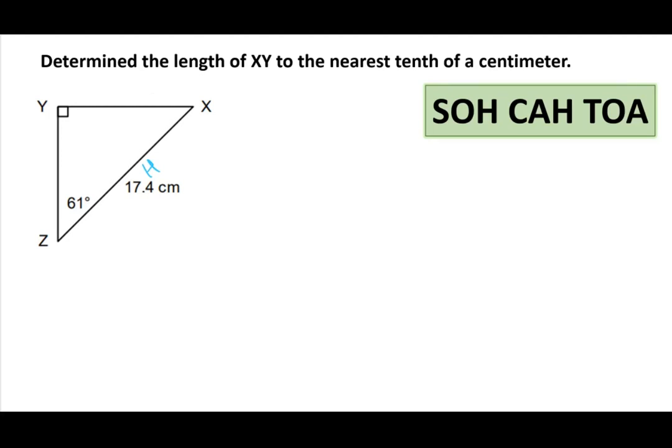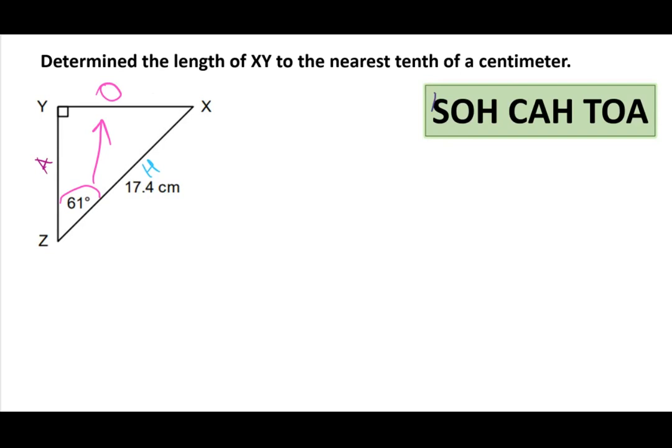And then we look at our angle, which is right here. The side that is opposite to the angle given is your opposite side. And the side that is adjacent to your angle, or the only side that is left, is your adjacent. Okay, now we have our sides labeled. Now we need to determine what ratio we're going to use.